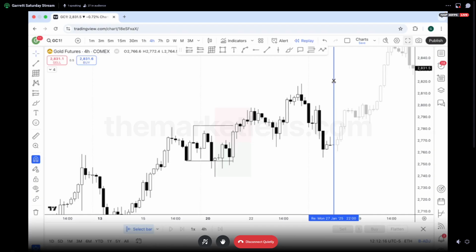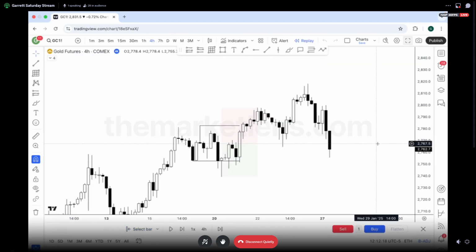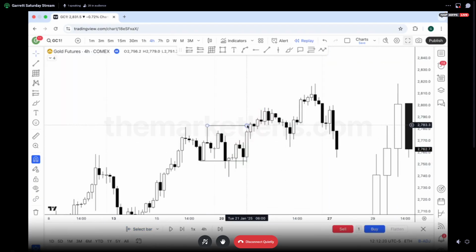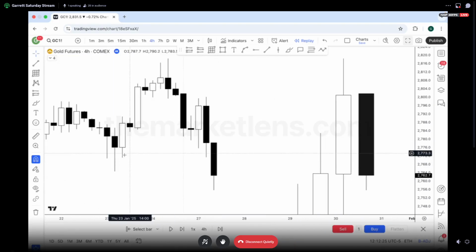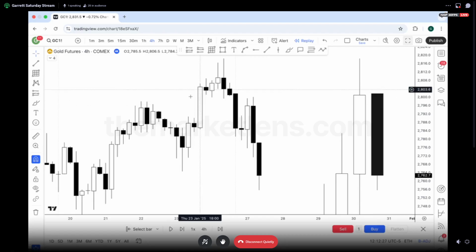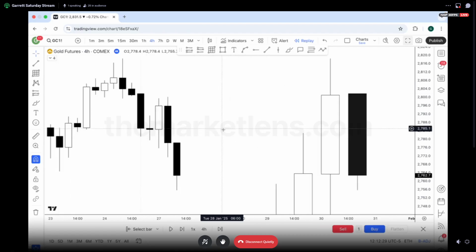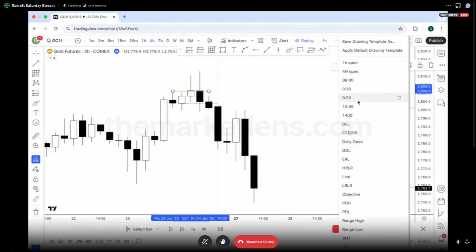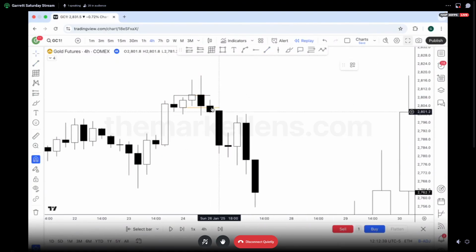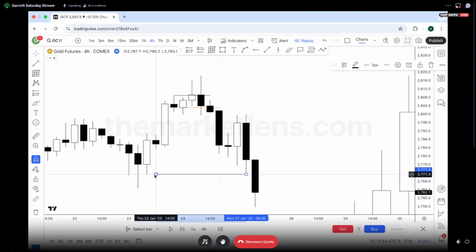So what about this example? So I just showed you this, and you see how the previous day expanded into here. So what about this day? What do we have? We have a CSD, we have a sweep of this high. So now we're at this point at 10 a.m. open. What do we see?